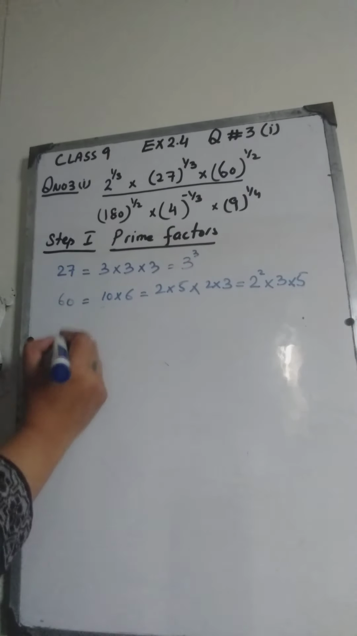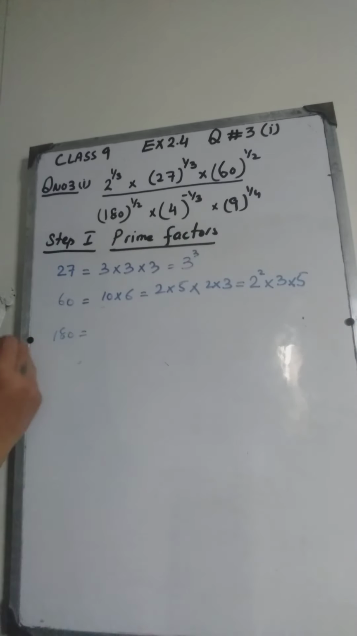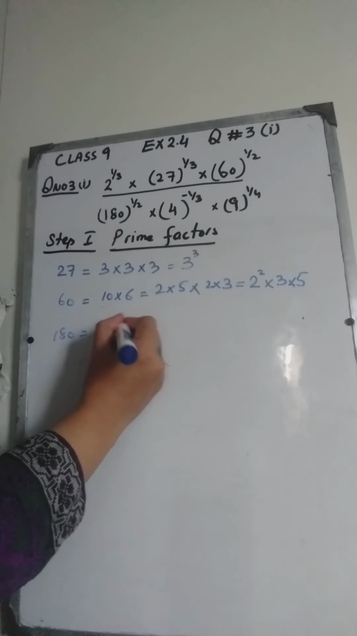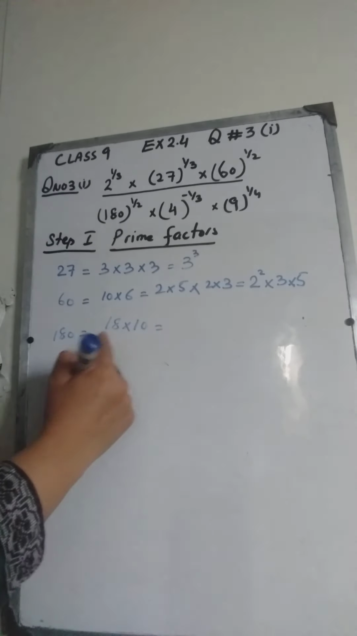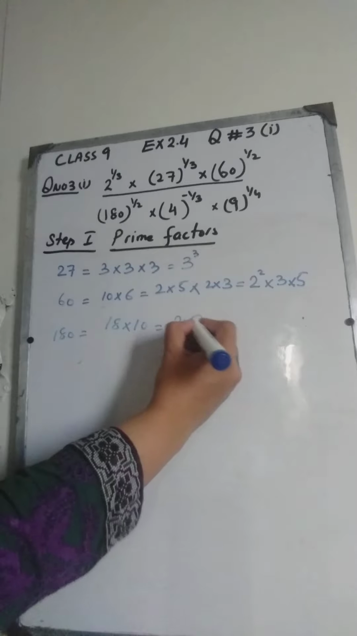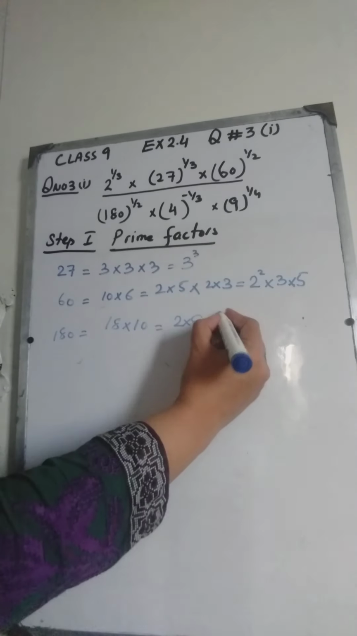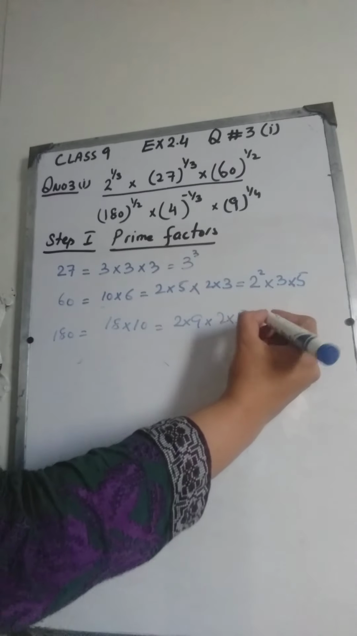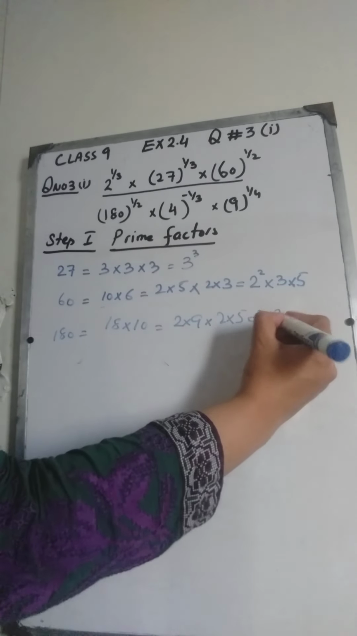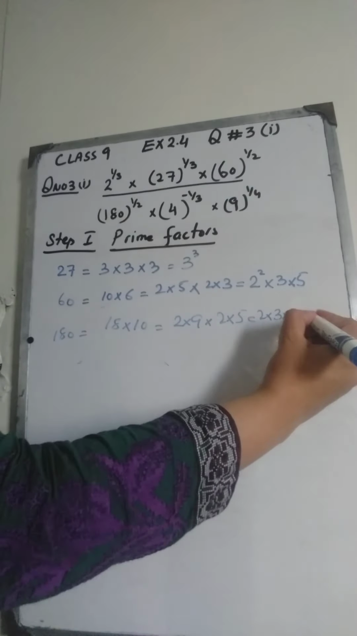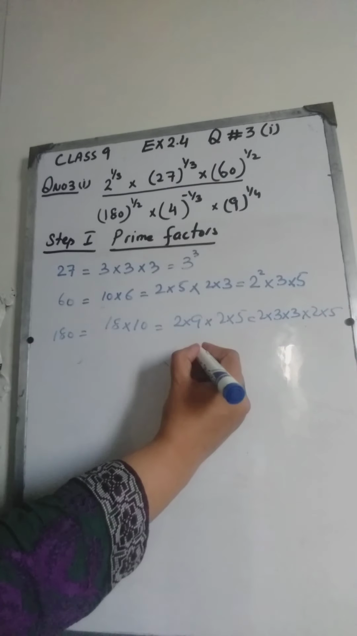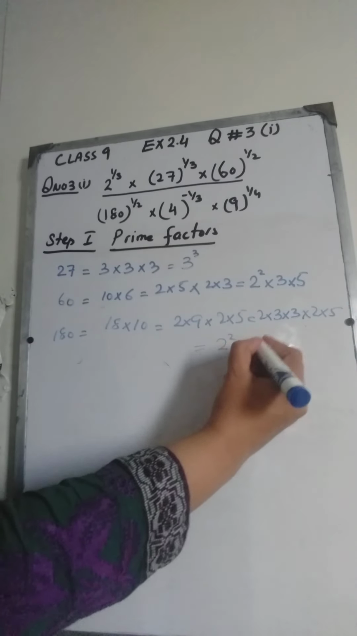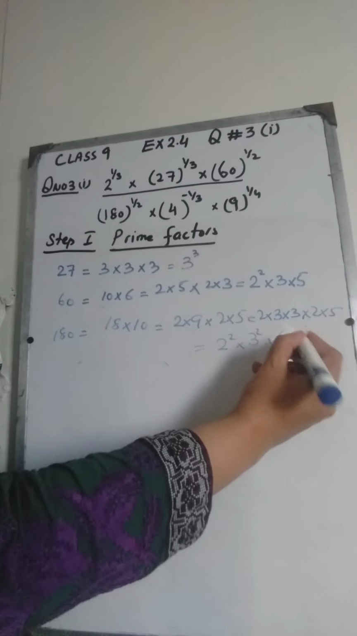And the next number that we need to break is 180. Breaking this into its prime factors, this is 18 into 10, and 18 can be written as 2 into 9, and 10 can be written as 2 into 5. Then breaking 9 into its factors, we get 3 into 3, and then 2 into 5. So finally we will get 2 square, 3 square, and 5.